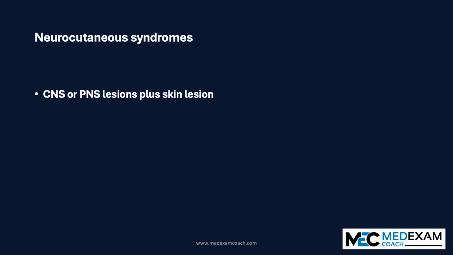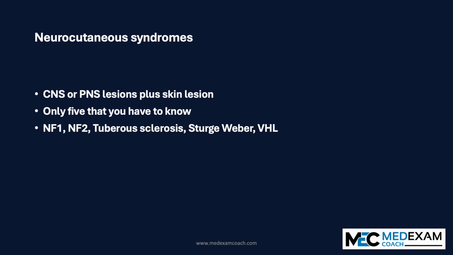In this lecture, I'm going to talk about neurocutaneous syndromes. Neurocutaneous syndromes are sometimes difficult because there's a lot of different skin lesions and a lot of CNS or neurogenic lesions, and it becomes difficult to keep track of things. So it can get to be very complex. So there's only 5 neurocutaneous syndromes that you need to know, and those are neurofibromatosis 1, neurofibromatosis 2, tuberous sclerosis, Sturge Weber, and von Hippel-Lindau.